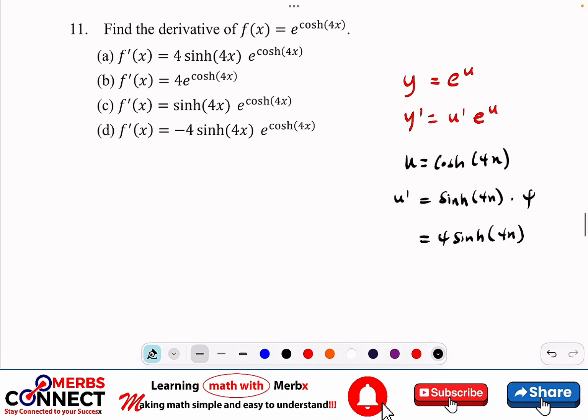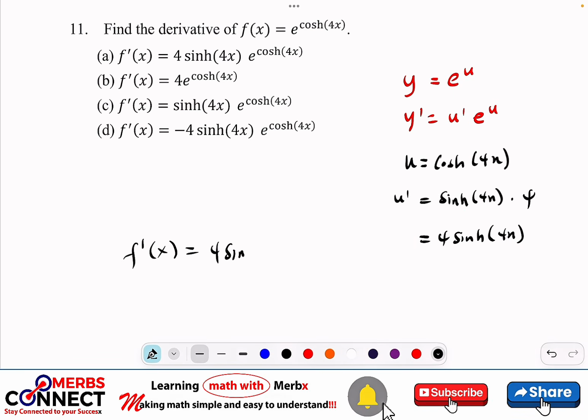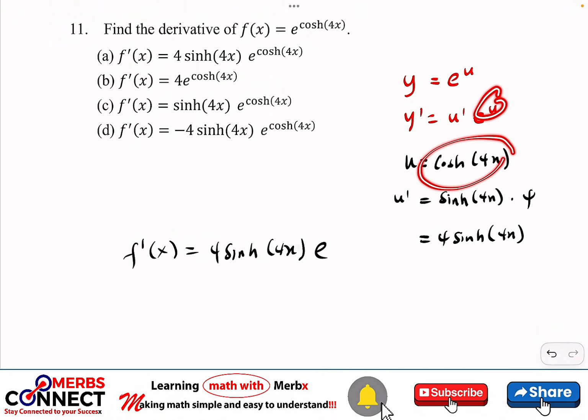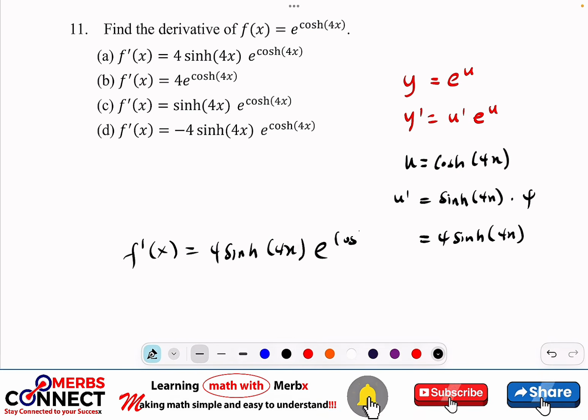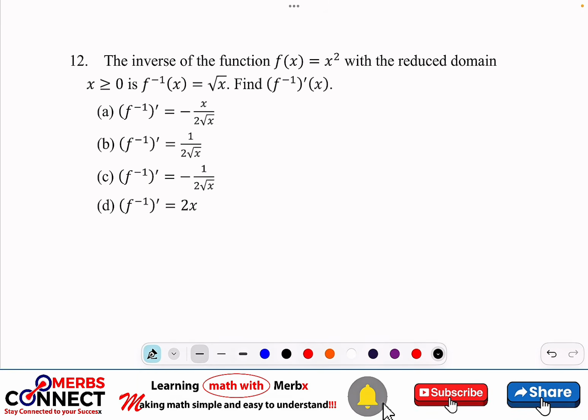So now what will be f prime? I mean, this is going to be, we are using the formula here. U prime is this. So 4 hyperbolic function of sine, and then e to the power u, and u is here. And I'm going to have the hyperbolic function of cos 4x. Right. So this should be, I think, A here. Yeah, that's right. So some of them, if you know it, you can just go straight and then just do it. Right. It's beautiful to do mathematics, most especially the differentiation aspect.